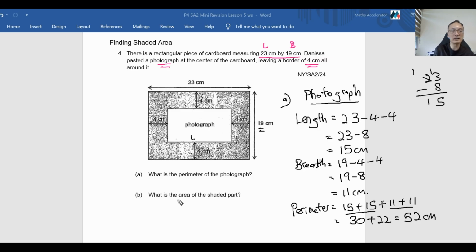Part B is to find the area of the shaded part. Now, in order to find the area of the shaded part, we need two things. We need to know the area of the cardboard. We also need to know the area of the photograph. So we will be working out over here for part B. Part B is to find area. Okay, let's write the word area first. First area we need to find is the cardboard.